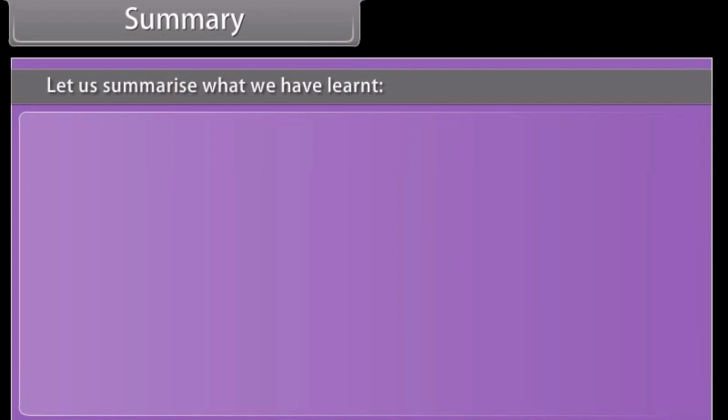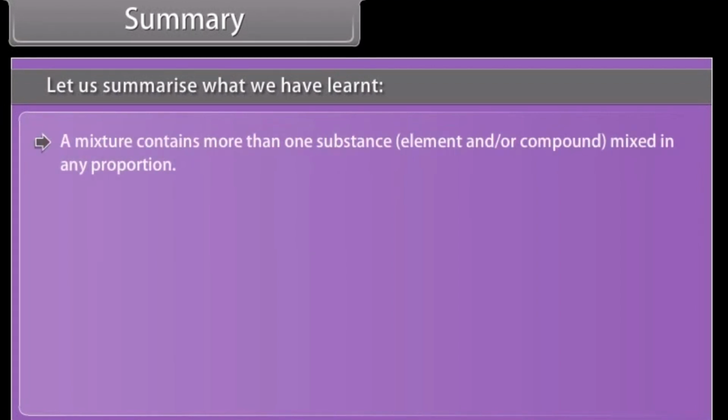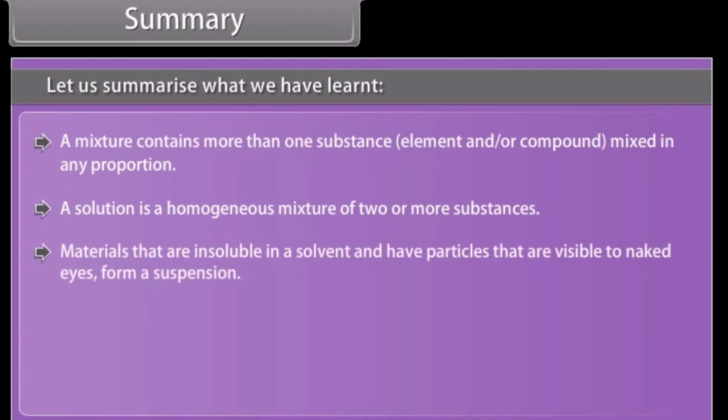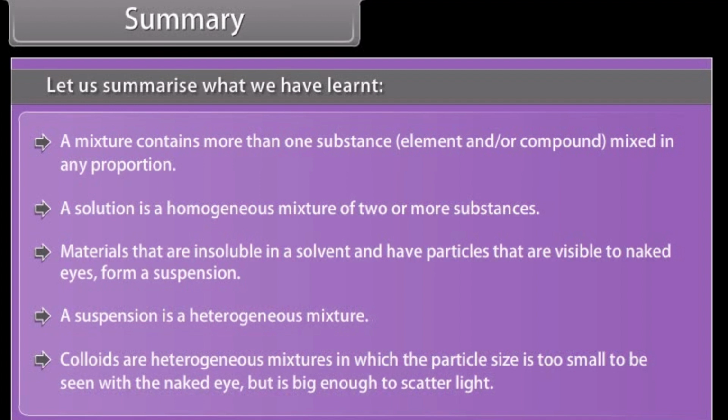Summary. Let us summarize what we have learned. A mixture contains more than one substance, element or compound, mixed in any proportion. A solution is a homogeneous mixture of two or more substances. Materials that are insoluble in a solvent and have particles that are visible to naked eyes form a suspension. A suspension is a heterogeneous mixture. Colloids are heterogeneous mixtures in which the particle size is too small to be seen with the naked eye but is big enough to scatter light.